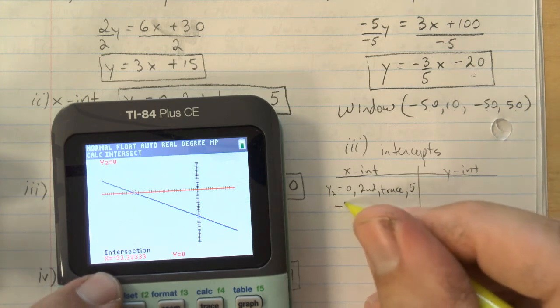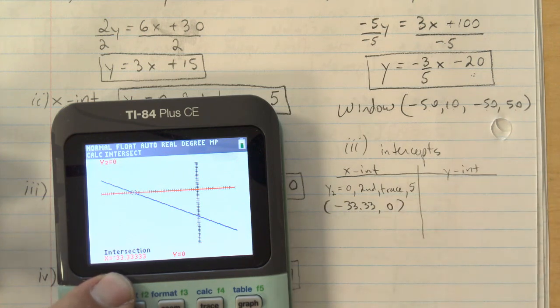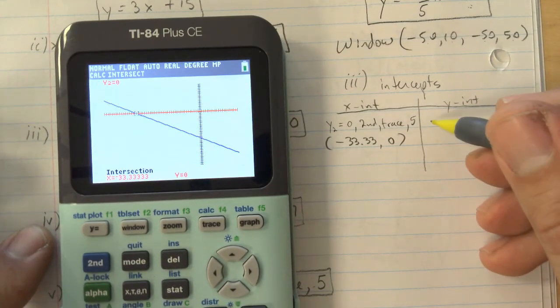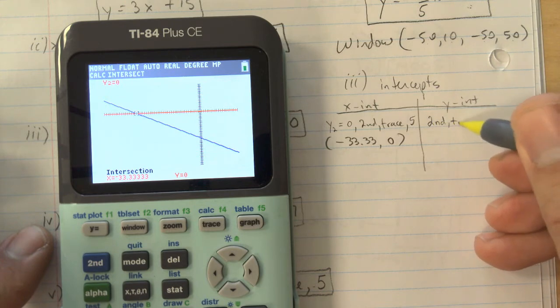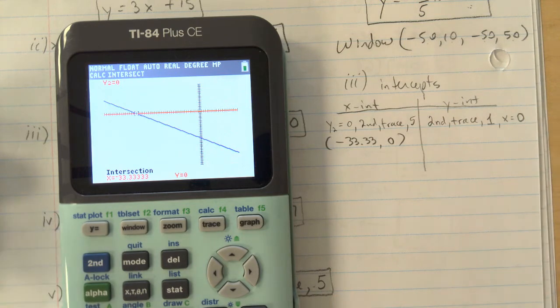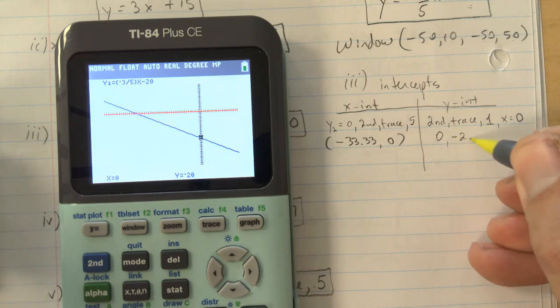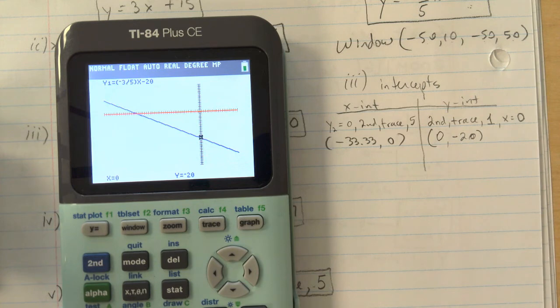So negative 33.330. So you write that down like that. And let's find the y-intercept. How do you find that again? It's second trace 1. And in this case, we know that the y-intercept is when x is equal to 0. Because you can type in any x value if you wanted to, but we want 0 in particular. Second trace 1, x is equal to 0. And it's right there. It's 0, negative 20, which is what we expected, but trust me, it's not always going to be that obvious. So you need to be able to do that.